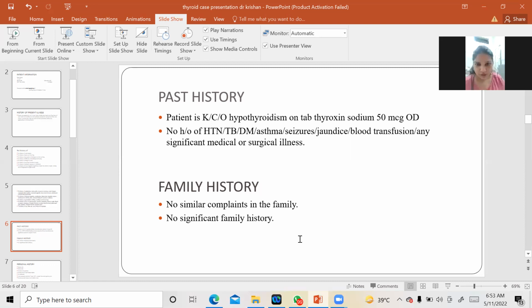I wanted to add this point that whenever you are taking a history of thyroid, it is very important to see whether she is having any family history or not.